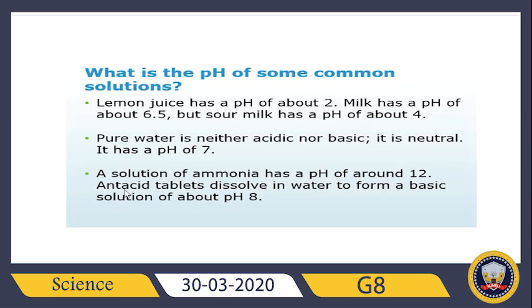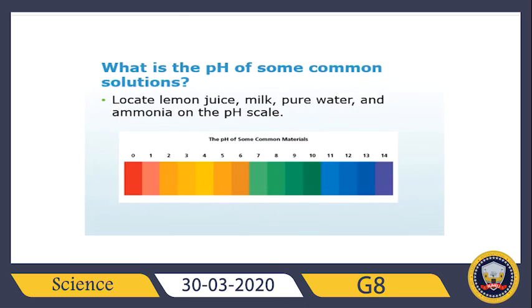Okay, what about the antacid tablets? Later on, inshallah, we will discuss antacid tablets and what we are using these tablets for. Antacid tablets dissolve in water to form a basic solution of about pH 8. So again, antacid is a kind of base because it has a pH value greater than 7. Okay, so we have a question here, guys.